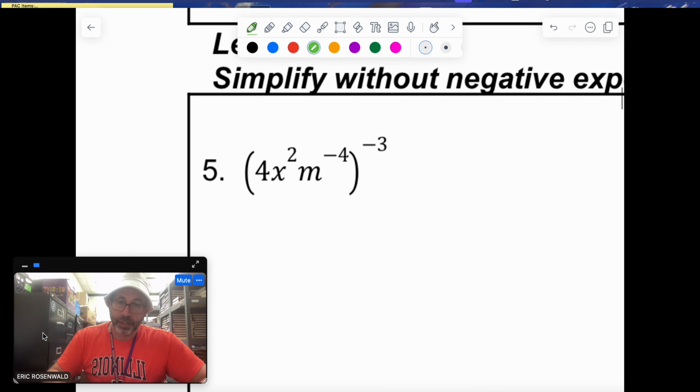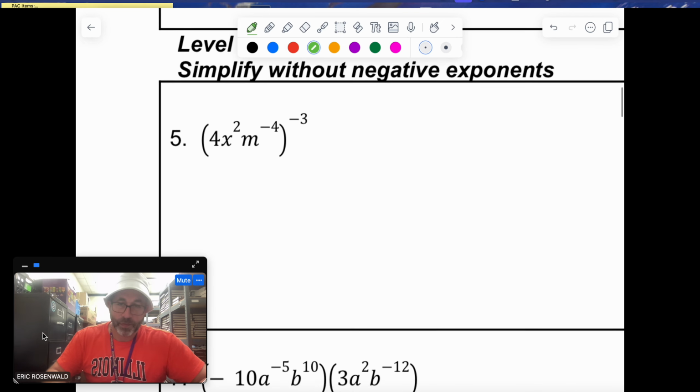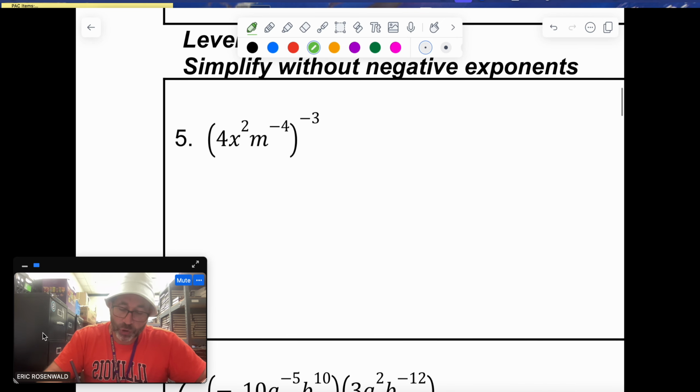All right, let's take a look at number 5. We're going to distribute, because we've got an exponent on the outside. That negative 3 is going to be distributed to everything that's inside of here. That's going to be our first step before we do anything. So take that negative 3 and distribute it.